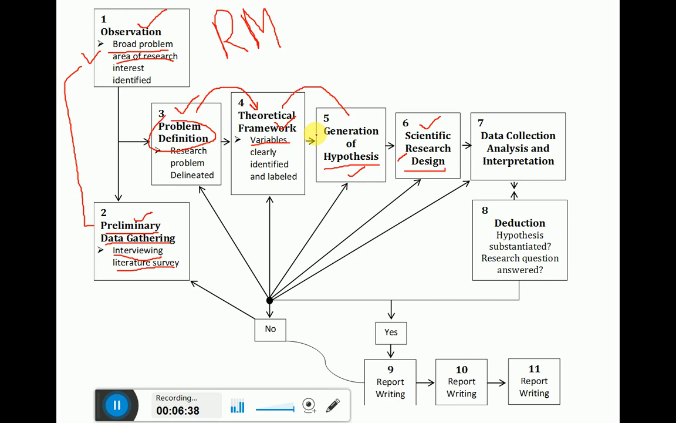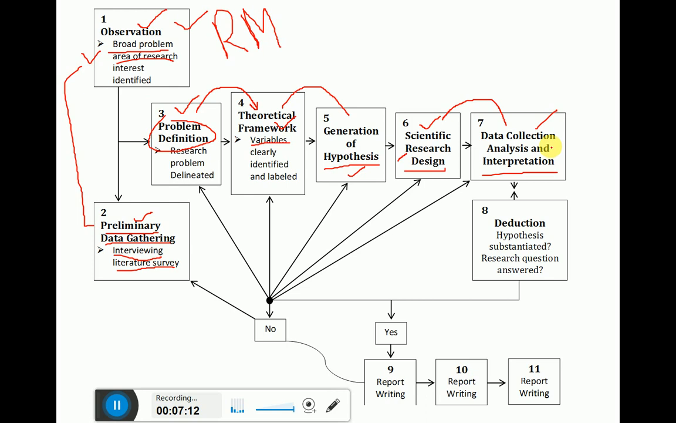So once the scientific research design is clear, the next is data collection method and interpretation. Data collection methods include interview, preliminary methods, for example the questionnaire method, whatever different techniques there are, quantitative techniques, qualitative techniques. Then besides, structured interview, unstructured interview, face to face interview, multi interview, there are so many things. The data collection tool we will discuss.